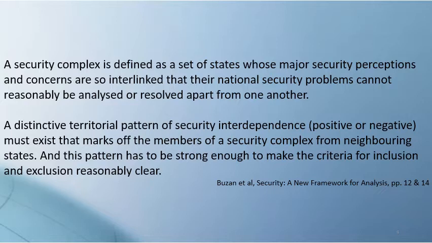A distinctive territorial pattern of security interdependence, so positive or negative, right? You could be allies or enemies, must exist that marks off the members of a security complex from neighbouring states. And this pattern has to be strong enough to make the criteria for inclusion or exclusion reasonably clear.